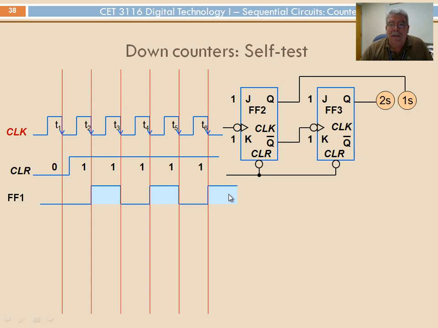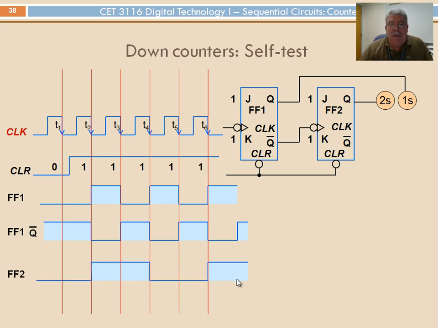So FF1 is this. Remember, the inverse of FF1 will be the opposite. And this is the clock that we feed the FF, in this case, FF3. Well, I need to fix that. Okay, this is FF1, this is FF2. And the case here is, let me fix that right away. Sorry about that.